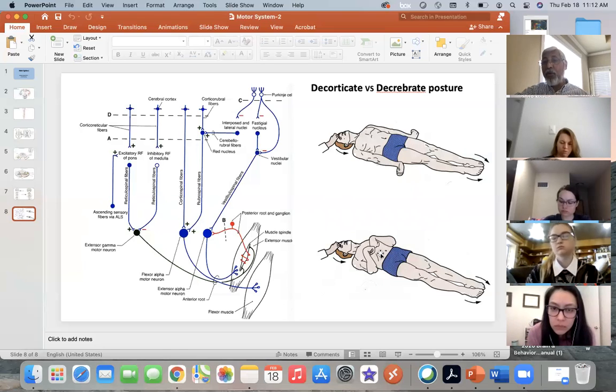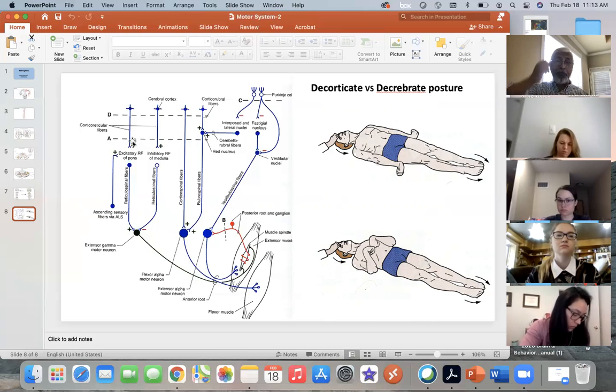Okay, now let me make the terms simple. Decorticate means what? The cerebral cortex is disconnected. Decorticate, the cortex is separated. Now the cortex is not doing anything. And decerebrate is at a little lower level, if the damage is at a lower level. Now let's go one by one. So you see the dotted line here.